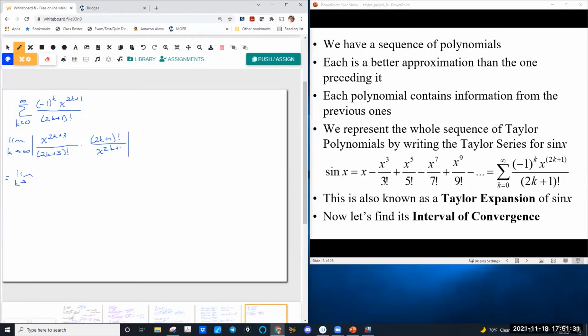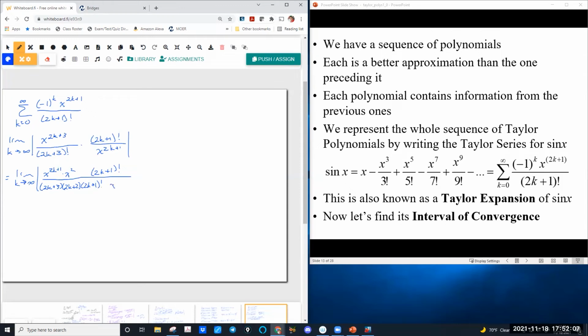Very similar factoring, but I'm going to write it out on this one. That becomes x to the 2k plus 1 times x squared. This part we're leaving alone for right now. We're going to start to expand this guy. So 2k plus 3 times 2k plus 2. The next term is 2k plus 1. So we'll stop there because that's enough to get our cancel.